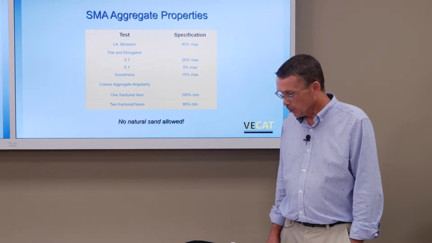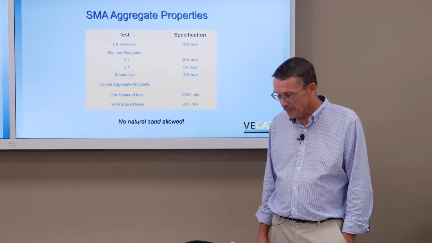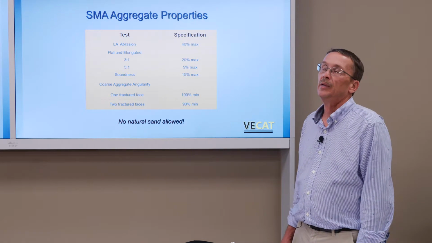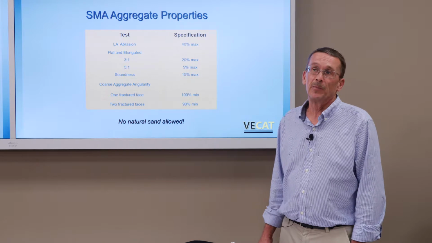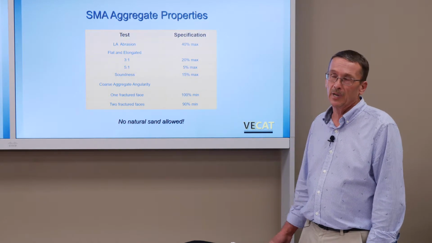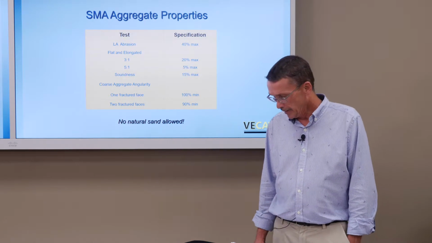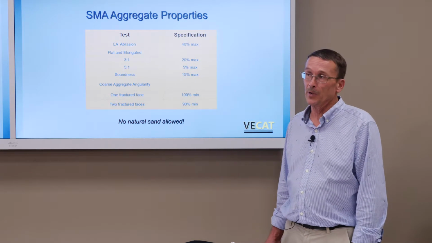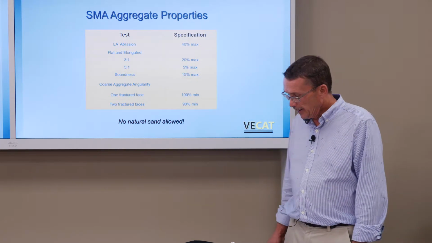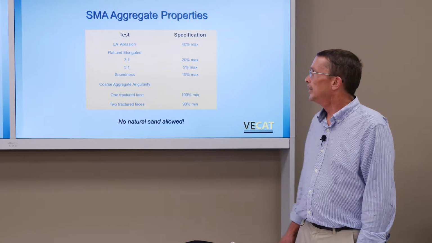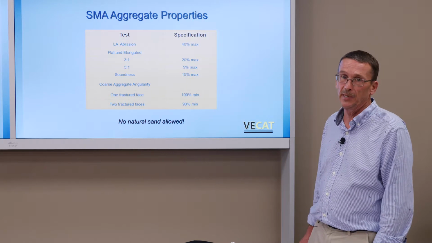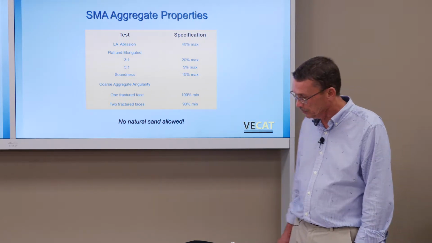2 of those coarse aggregates must comprise a minimum of 10% of the total blend. A lot of the SMA that I'm familiar with that we run, we typically have 3 coarse aggregates, and 2 of those 3 must comprise more than 10% of the blend. I like 3 coarse aggregates in SMA. It gives you more flexibility and more room to adjust during production.